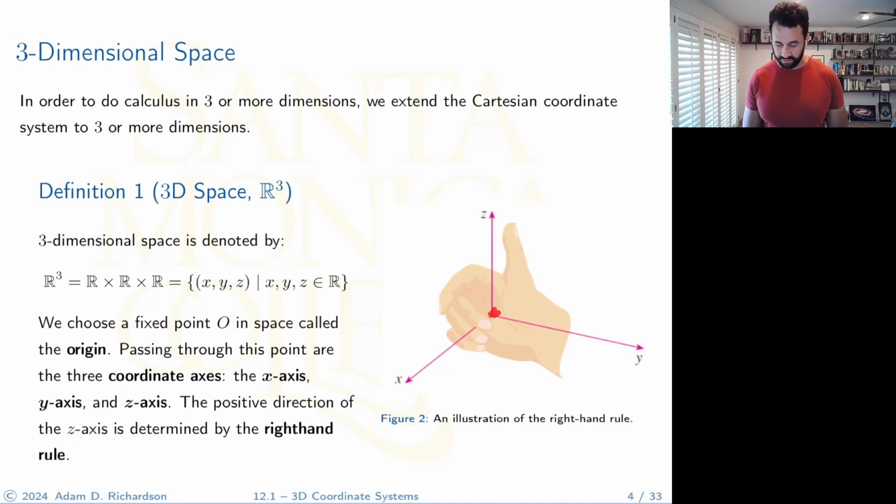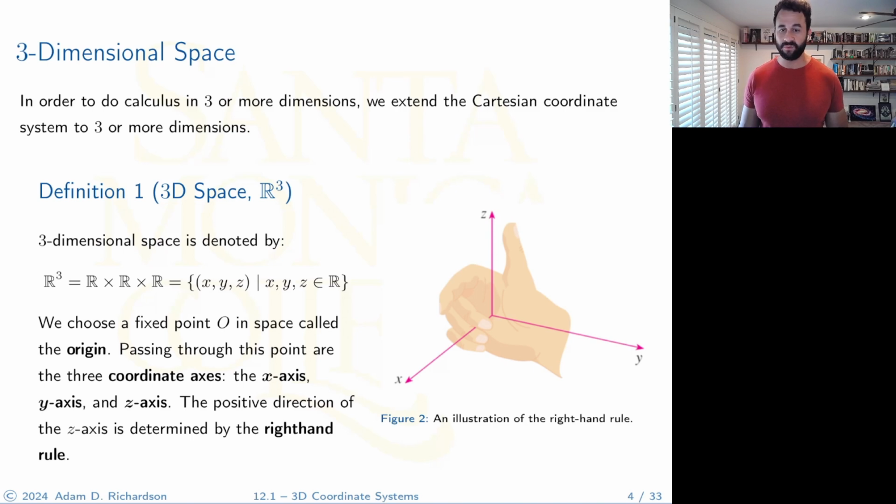Just like before, choose a fixed point, call it the origin, and that's going to be the (0, 0, 0) point. And passing through that point are 3 coordinate axes. There's the x-axis right here, the y-axis right here, and the z-axis right here. Because you kind of have to choose an orientation, basically, which way is up? That's the question. So if we're calling this x and this y, which way do you want to call up? Do you want to say this is up or do you want to say this is up? You actually get to choose.